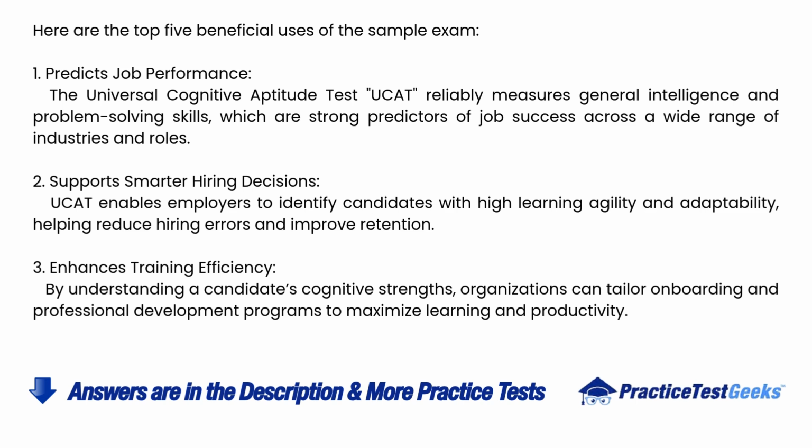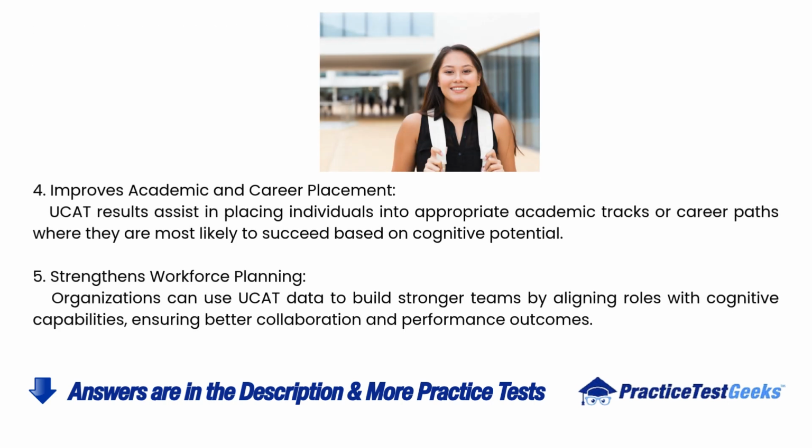3. Enhances training efficiency. By understanding a candidate's cognitive strengths, organizations can tailor onboarding and professional development programs to maximize learning and productivity. 4. Improves academic and career placement. UCAT results assist in placing individuals into appropriate academic tracks or career paths where they are most likely to succeed based on cognitive potential. 5. Strengthens workforce planning. Organizations can use UCAT data to build stronger teams by aligning roles with cognitive capabilities, ensuring better collaboration and performance outcomes.